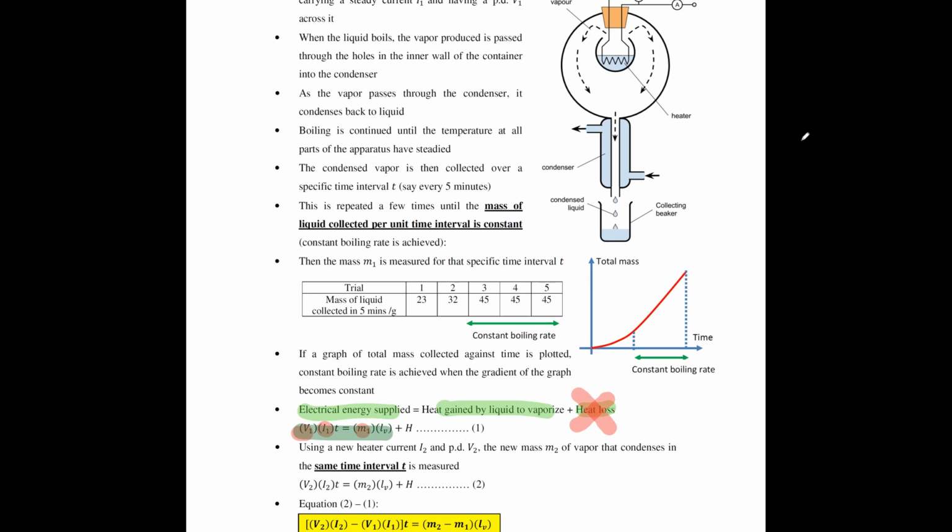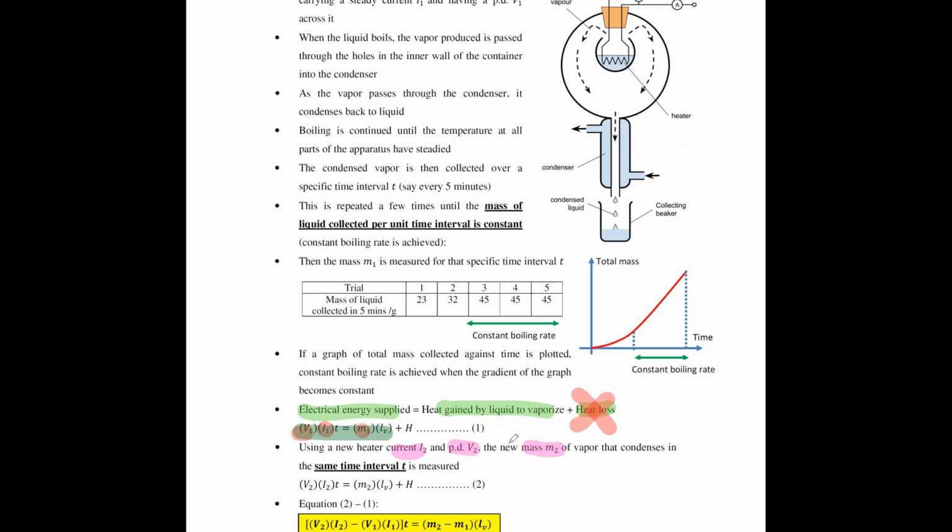What you then do is that you subsequently repeat the experiment again, but using a different power setting, meaning to say you use a new heater current and new PD, and you collect a new mass of liquid that has converted to gas. Okay, the value would be different because you're using a different power setting now.